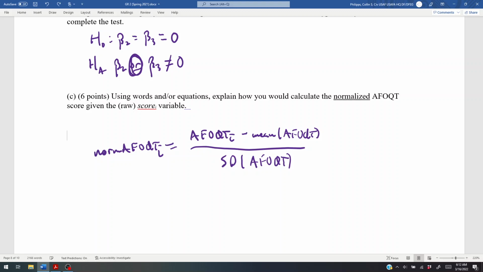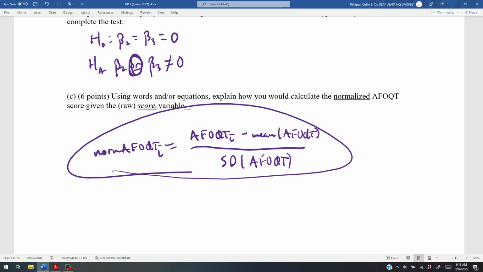So if you're one standard deviation above average, it doesn't matter what your AFOQT was. This is going to spit out a value of 1 for you. And if you're one standard deviation below average, this is going to spit out -1. And if you're perfectly average, this will leave you with a value of 0, which is right in the middle of the real number line and therefore a good place to denote perfectly average.